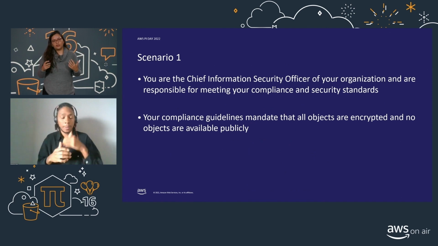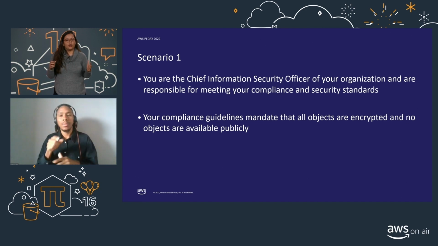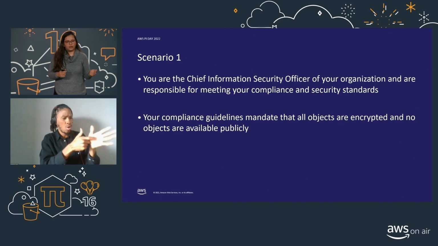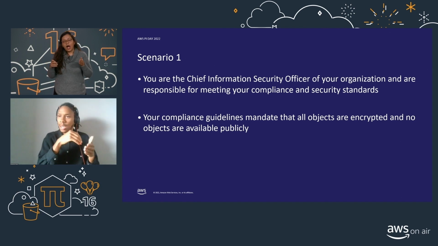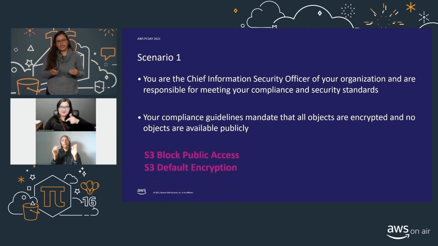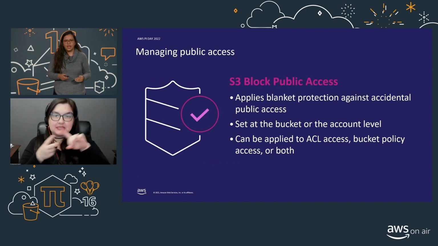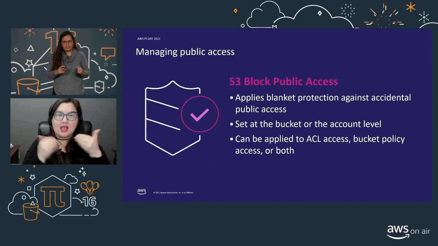So let's look at the first scenario. Let's say you are the CISO of your organization and are responsible for meeting your compliance and security mandate. Your compliance guidelines require that all objects are encrypted and no objects are available publicly. How do you achieve this? We will look into two S3 features today, S3 block public access and S3 default encryption. Let's start with block public access.